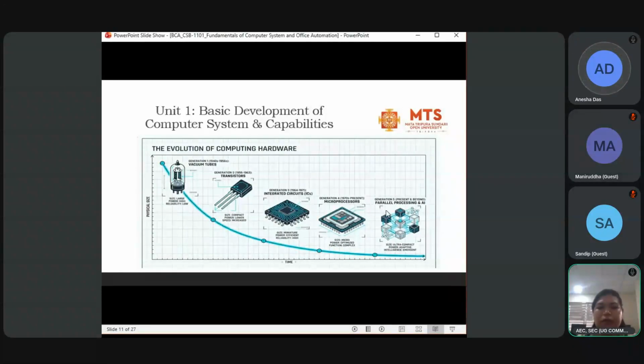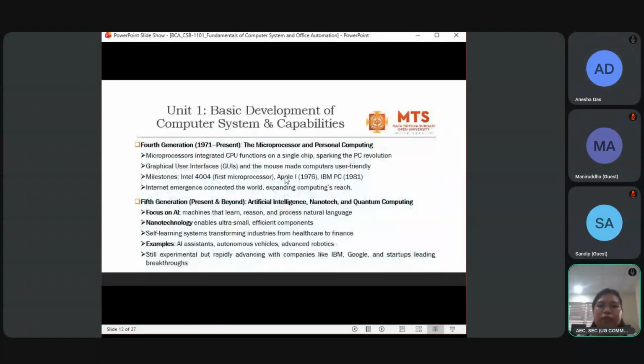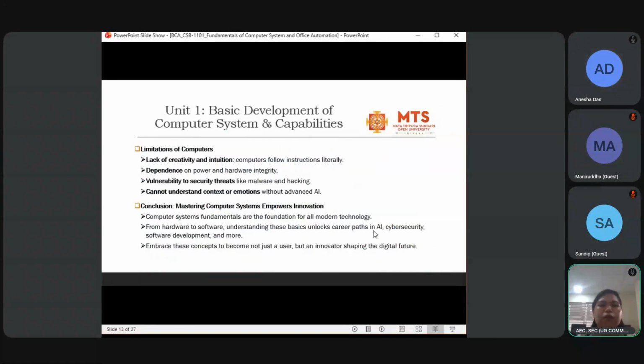Then generation 5 and beyond, present and beyond, parallel processing and AI. Like I have told, size ultra compact, power adaptive, intelligent, emergent. Next, these are the fourth generation and fifth generation, which I have already shown in the figure. So we'll move to the limitations of the computers.